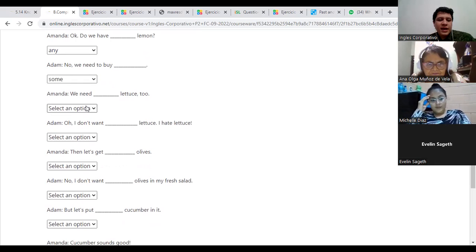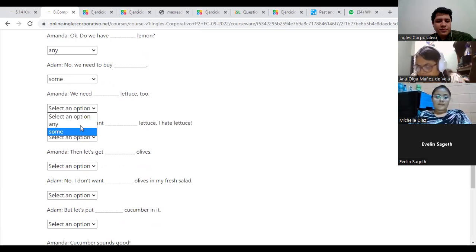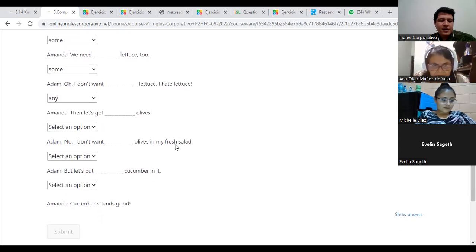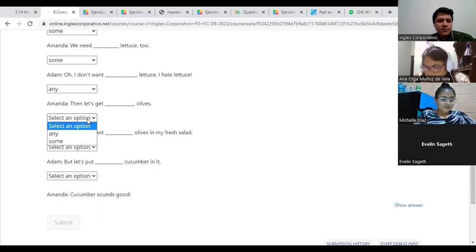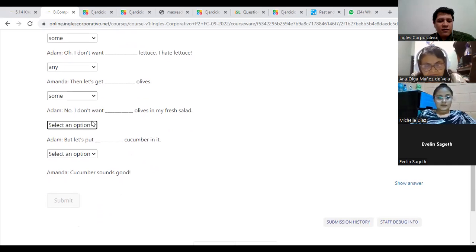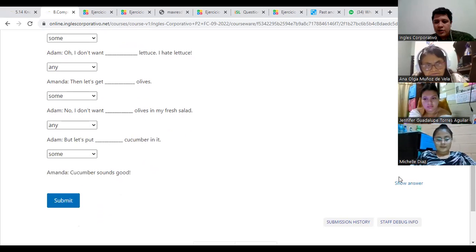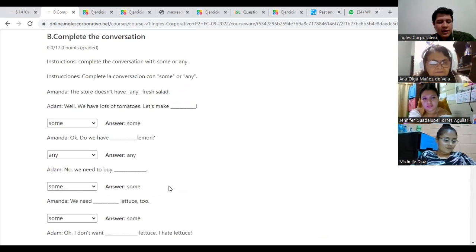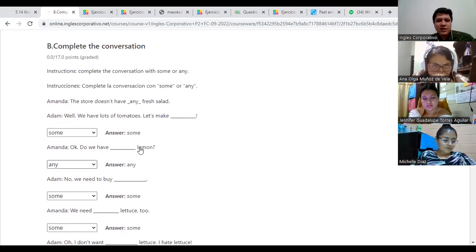Cool. We need lettuce too. Any or some? Some. Oh, I don't want lettuce. Any. Any, exactly. Then let's get olives. Some. Exactly. No, I don't want olives in my fresh salad. Okay. And the last one, but let's put cucumber in it. Any or some? Some. Okay, cool. Let's take a look above. Okay, guys, you see? This is very easy, right? It's something that we have seen, okay?